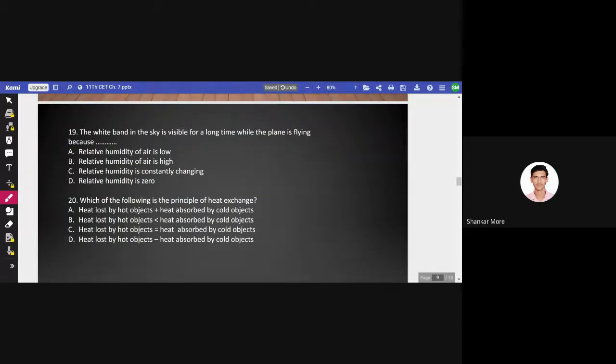Next, the white band in the sky is visible for a long time while the plane is flying because relative humidity of air is low, relative humidity of air is high, relative humidity is constantly changing, or relative humidity is zero. So what is the correct answer? Relative humidity is relatively high. So option B is correct. The humidity up there is high as compared to the ground, isn't it? So that's why we can see that white band for a long time.